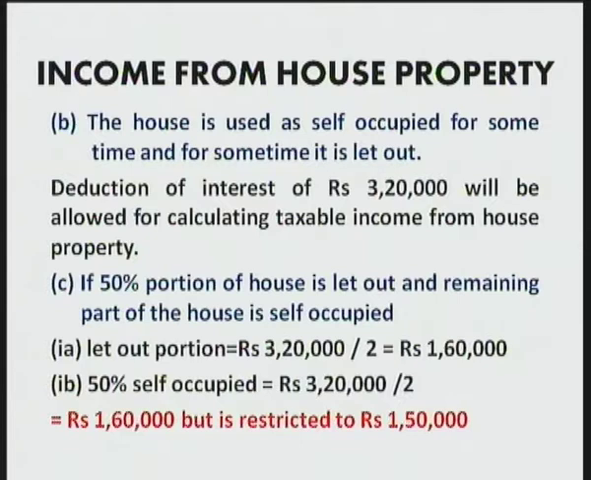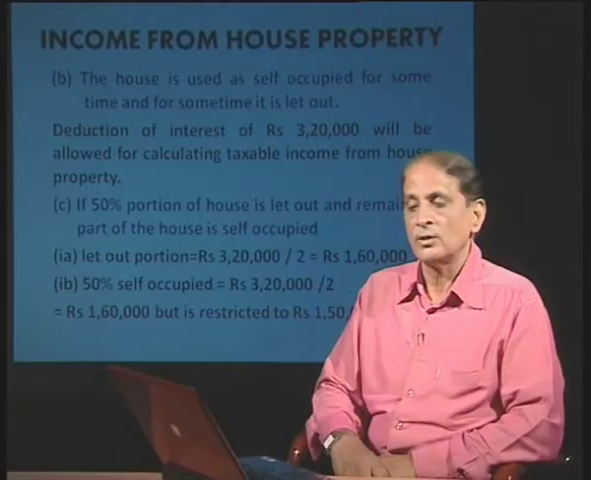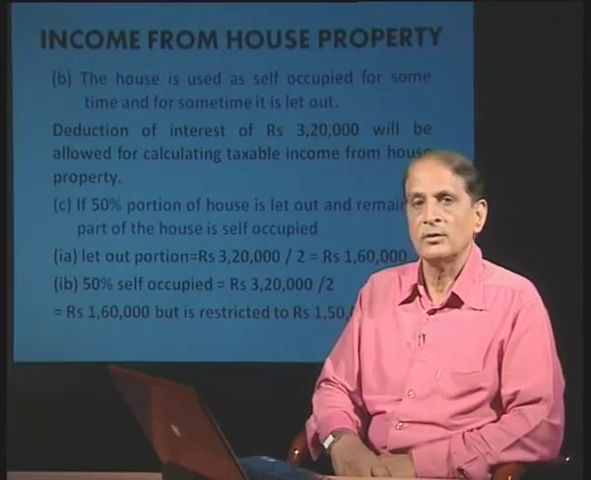Now, this is deductible from the let out part of the property, but so far as the self-occupied property is concerned, this is the other 50%. Now, 50% of Rs 3,20,000 comes to Rs 1,60,000. As we discussed earlier, interest in respect of self-occupied property, if the loan has been taken on or after 1st April 1999, cannot exceed Rs 1,50,000. Therefore, in this situation, interest is allowed to the extent of Rs 1,50,000.